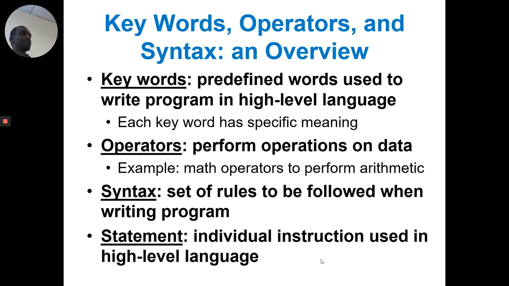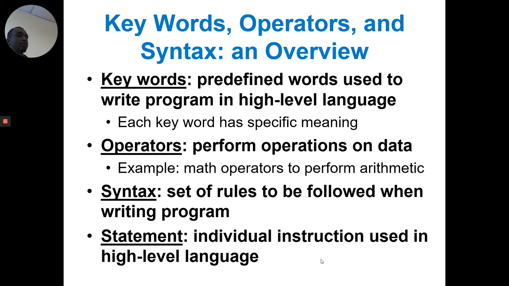Languages use keywords, operators, and syntax. Keywords are predefined words used to write a program in a high-level language, and each word has a specific meaning. Operators perform operations on data, for example math operators like plus, minus, multiplication, division, and so forth. Syntax is a set of rules to be followed when writing a program, the same way you follow rules in any language, whether it's English or not. Statements are individual instructions used in a high-level language.